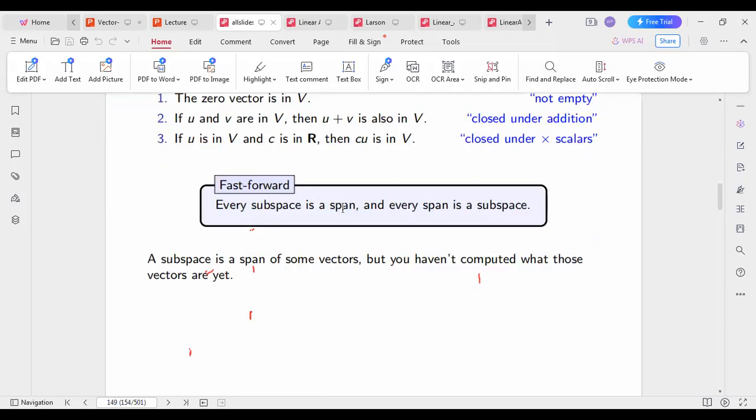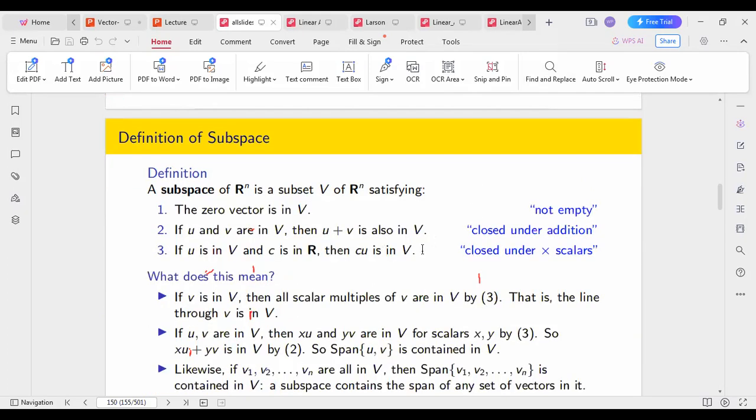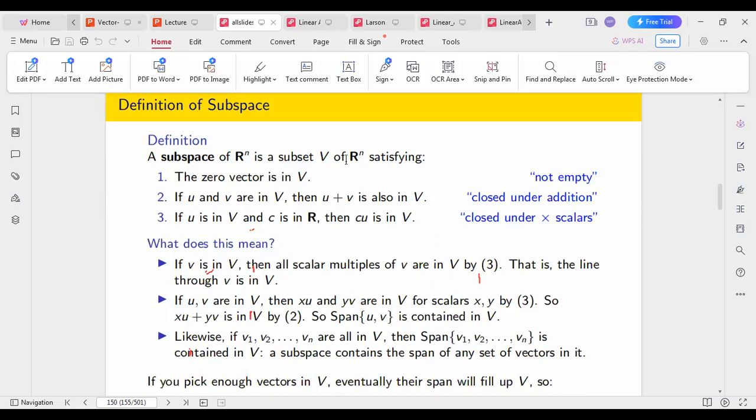Every subspace is a span and every span is a subspace. Okay, so the definition can be drawn like this.